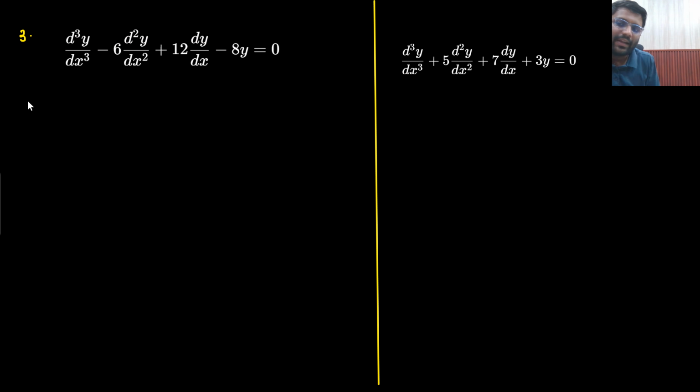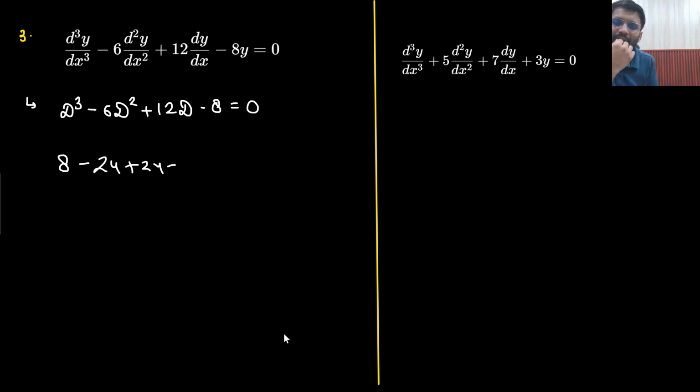D cube, what will be the auxiliary equation? The auxiliary equation will be d cube minus 6d square plus 12d minus 8 equals 0. Now, it is a third order differential equation, so there is no certain way. You need to go by hit and trial. If I put d equals 1, am I getting anything? No. If I put d equals minus 1? No. If I put d equals 2, 8 minus 24 plus 24 minus 8. Yes, d equals 2 is one of the roots.